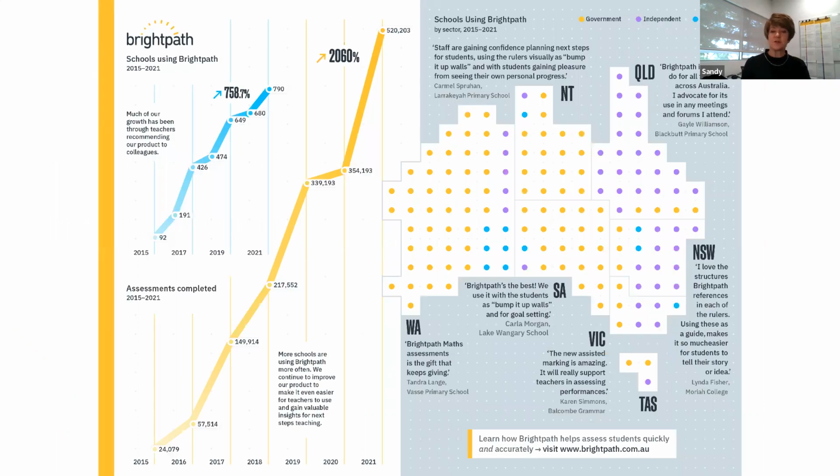To give you a sense of how we're going within the Australian market, you can see that we are being used across the whole of Australia now and across all three sectors. So that's really heartening. The statistic I like to look at is that since our first year of starting with 92 schools, we've had a 750% increase in the use of Brightpath. The statistic I find really heartening is that the schools using Brightpath are using it more often. So we've had a 2000% increase in the number of assessments being completed in the platform.